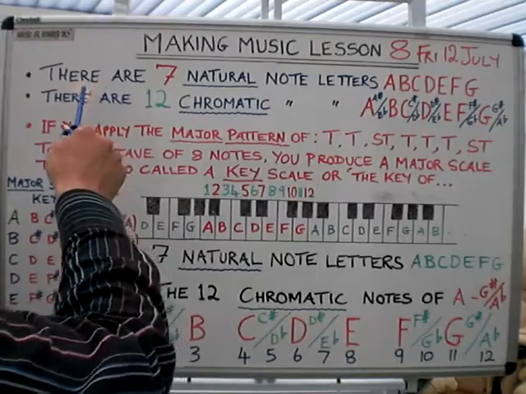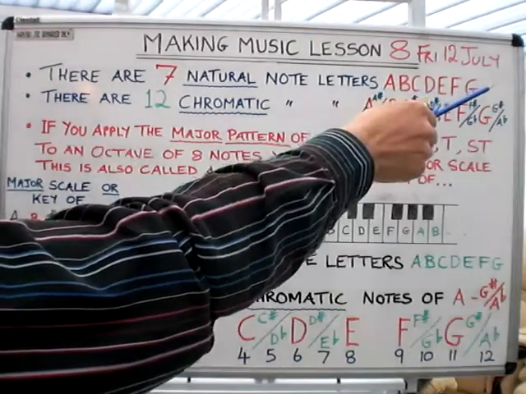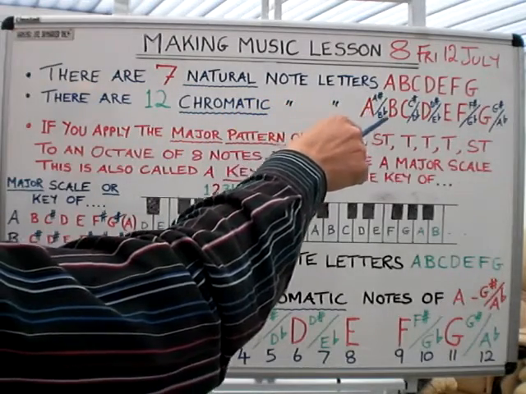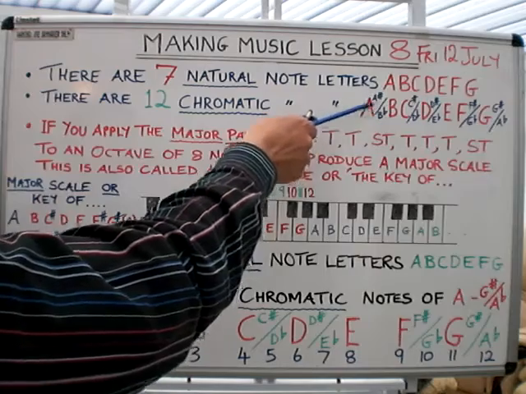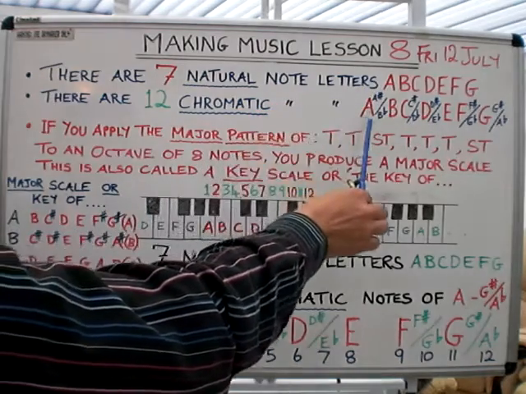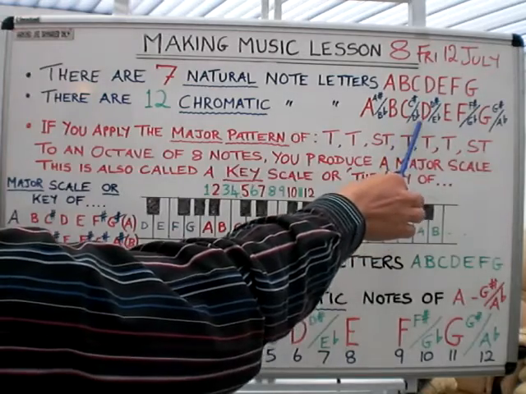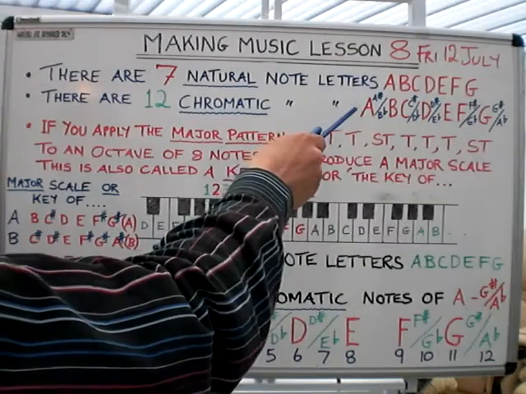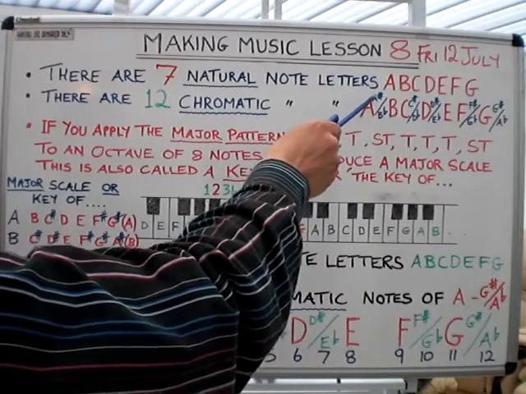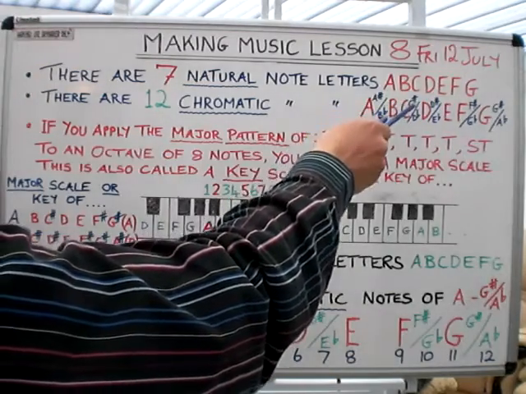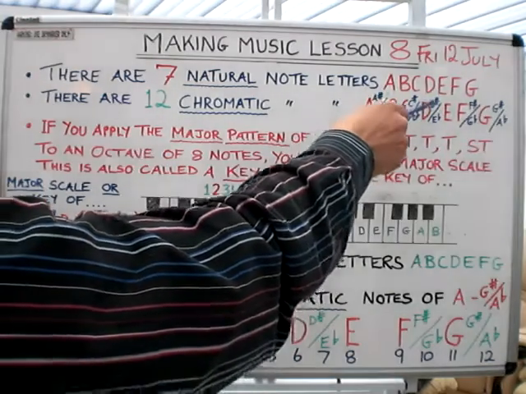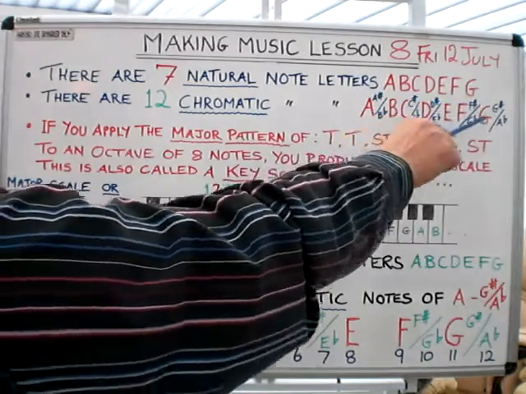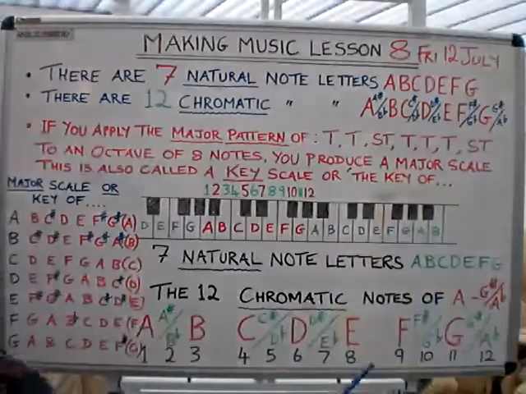So just to summarise again, there are 7 natural note letters: A, B, C, D, E, F, G. There are 12 chromatic note letters: A sharp, B flat, that's just one, of course. Remember, it's just one when it's enharmonic. If we count it, it would be 1 through 12. So the 12 chromatic ones: A sharp or B flat, B, C, C sharp or D flat, D, D sharp or E flat, E, F, F sharp or G flat, G, and G sharp or A flat.